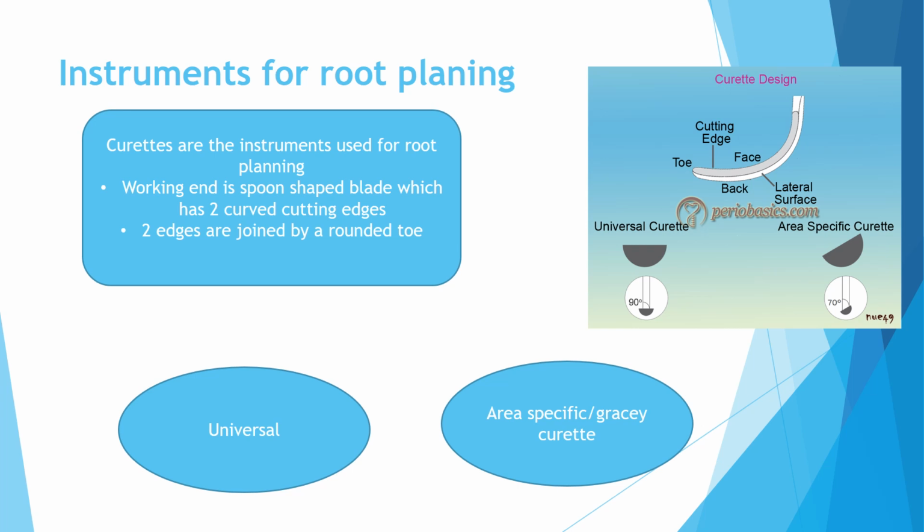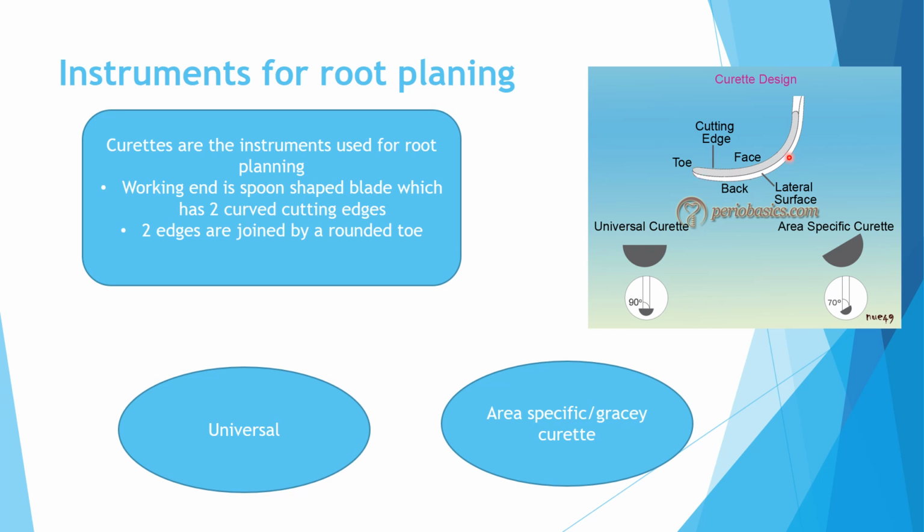Then coming to the instruments for root planing. Curettes are the instruments used for root planing. The working end is a spoon-shaped blade which has two curved cutting edges. You can see that this is the curette. You can see these are the cutting edges, this is the face, this is the toe, the back surface, and this is the lateral surface. So this will be spoon shaped with two curved cutting edges, and these two cutting edges will be joined by a rounded toe. You can see that this is the rounded toe.